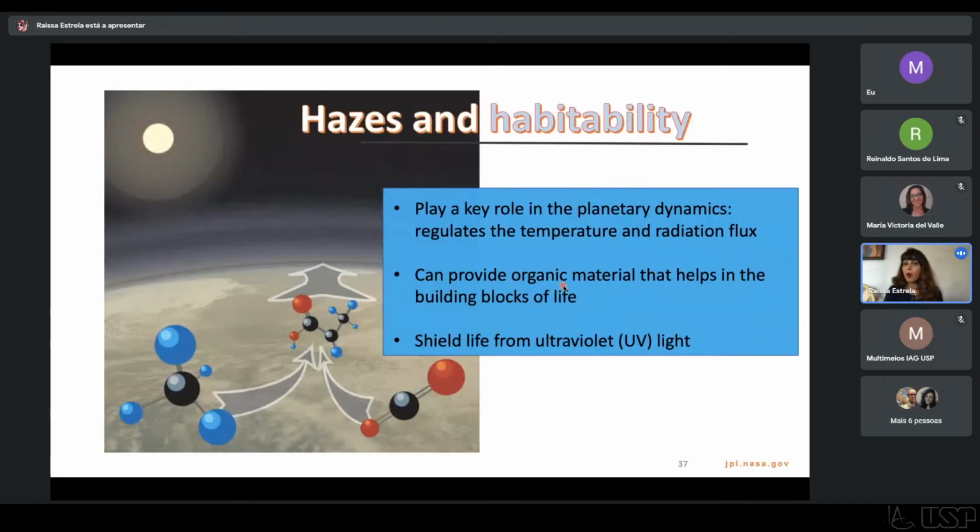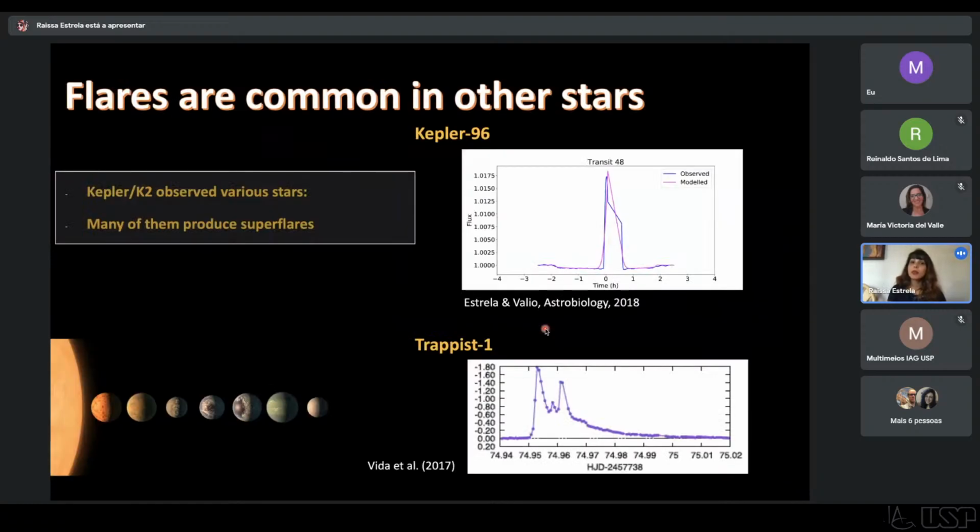Haze is also very important for habitability because it plays a key role in regulating the temperature and the radiation flux of the planet. It can also provide organic material that can help in building the blocks of life, and we see organic haze on Titan, for example. Haze can also provide a shield from ultraviolet radiation. And this third point is particularly important because we know that stars can be very active. Many flares were detected in other stars with Kepler and K2 observations, and these flares can release a significant amount of ultraviolet radiation.